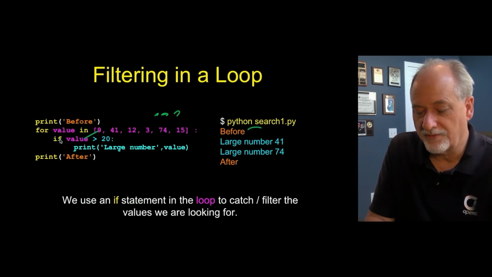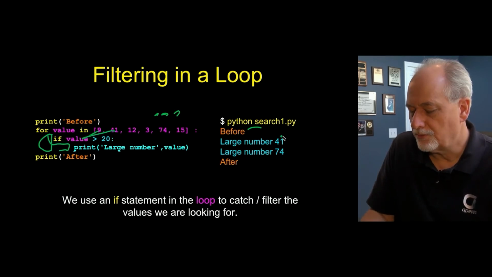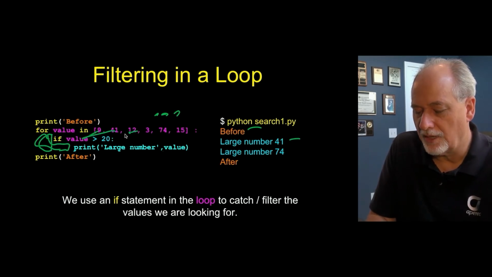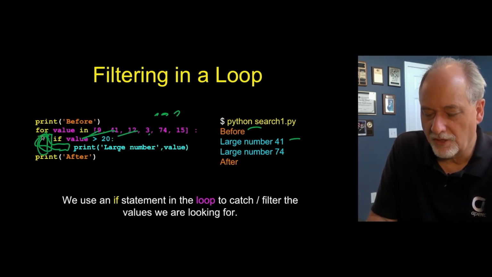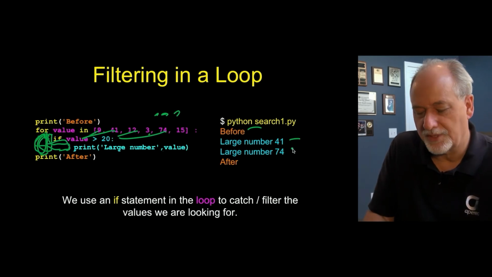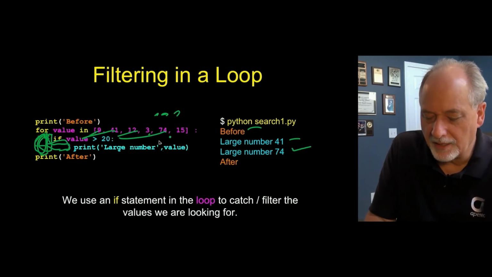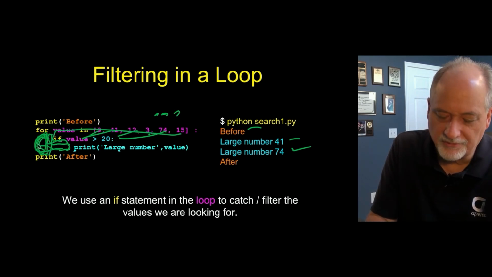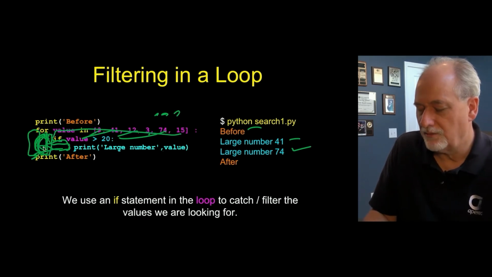Well, if 9 is greater than 20, it's false, so it goes back up. 41, true, so it prints out 41, then goes back up. 12, false, goes back up. 3, false, goes back up. 74, true, so it runs this, so out comes that little print statement. Goes back up, and then 15 is the last one, and that's false. It goes back up, and the 4 says, we're done, and then we do afterwards.